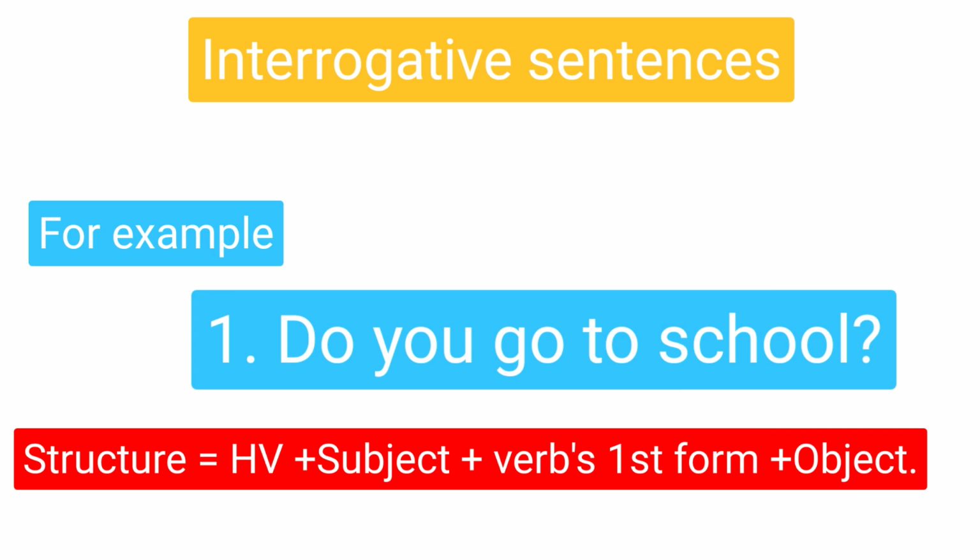Next one is the interrogative sentence. Firstly, I'll give you an example, then I'll explain briefly how to make an interrogative sentence. For example, do you go to school? In this example, we see helping verb plus subject plus verb's first form plus object. This is the method of making an interrogative sentence.